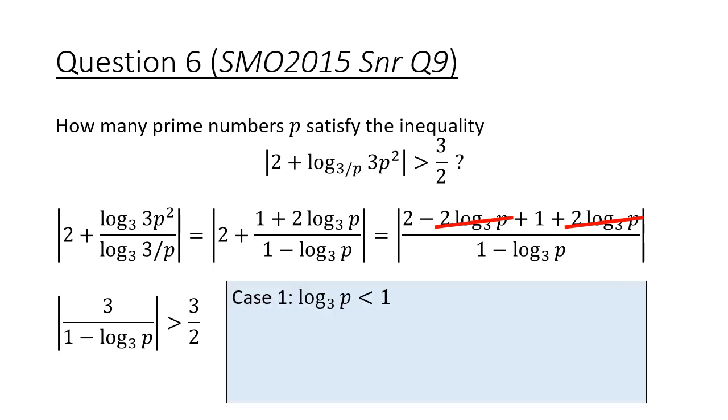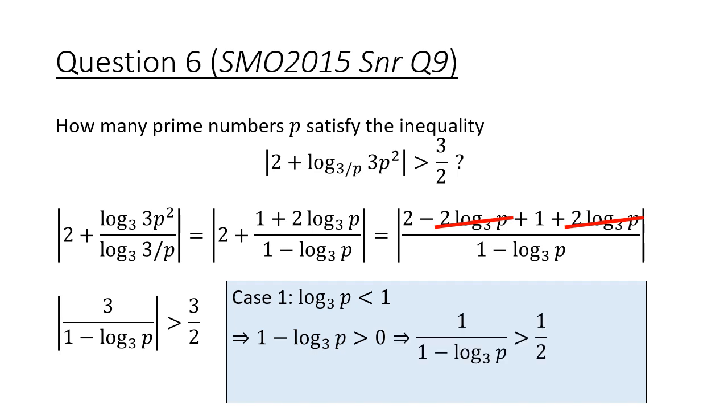Now we're going to split this into two cases. What happens if log base 3 of p is less than 1, and what happens if log base 3 of p is greater than 1. We don't have to care about log base 3 of p equals 1 because that will cause the denominator to be 0. So in the first case, if we bring the log base 3 of p over to the right-hand side, then 1 minus log base 3 of p will be greater than 0, meaning that our modulus would be positive.